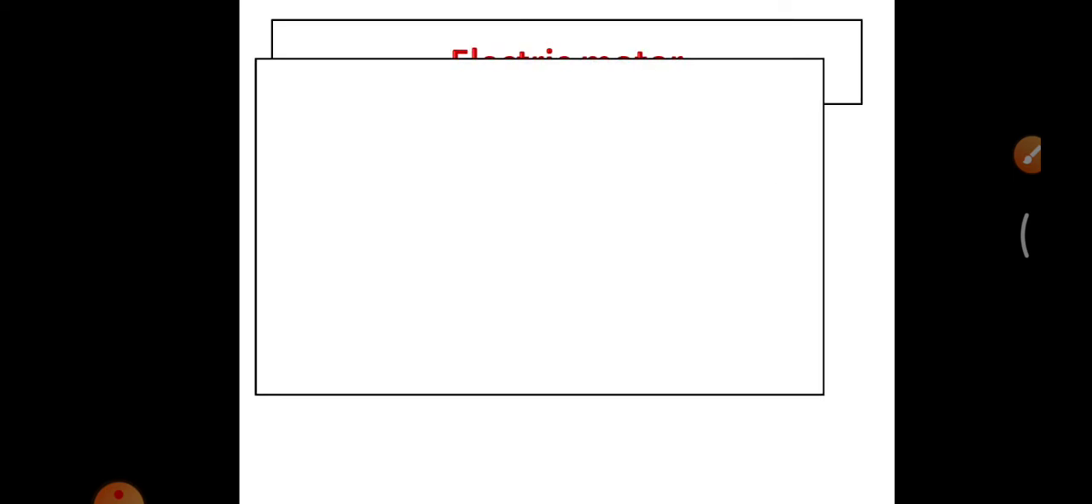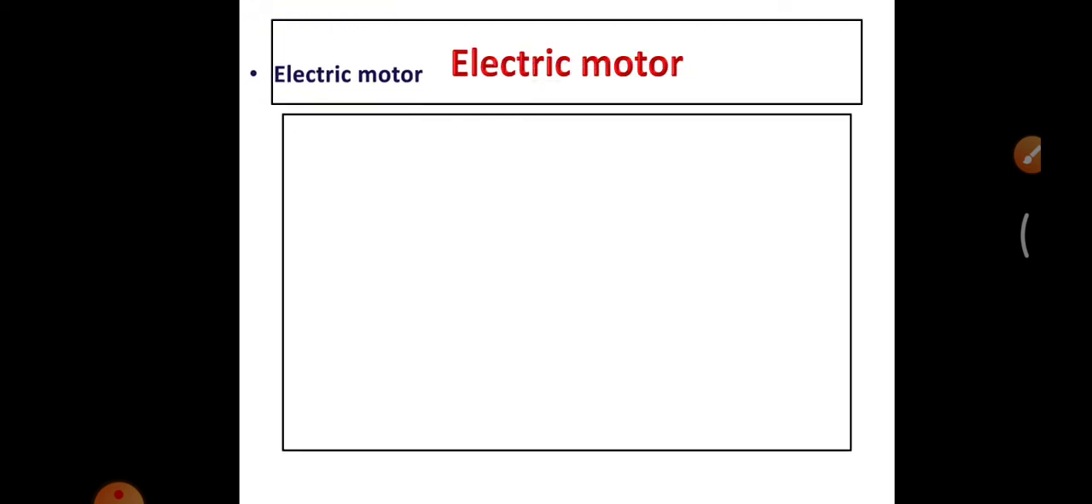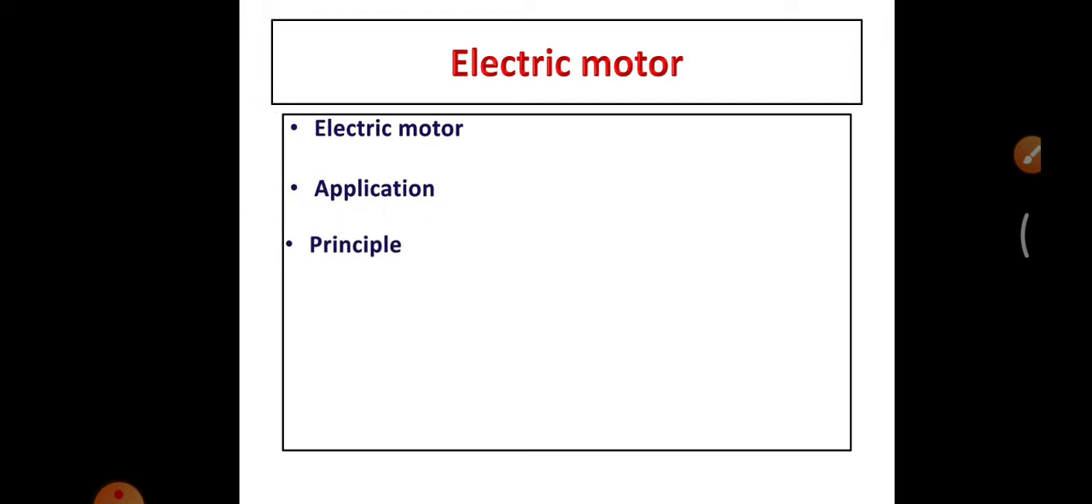Under this electric motor, we are going to see what is meant by electric motor, application of electric motor, principle, construction, working, and conclusion.